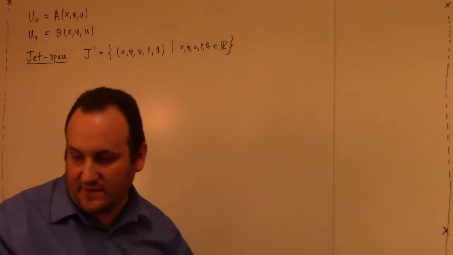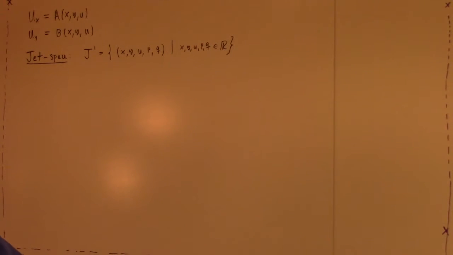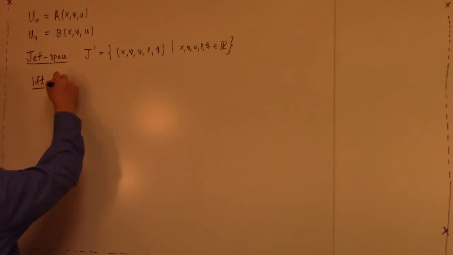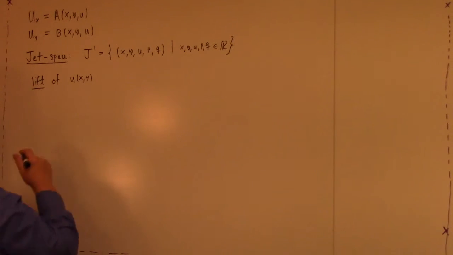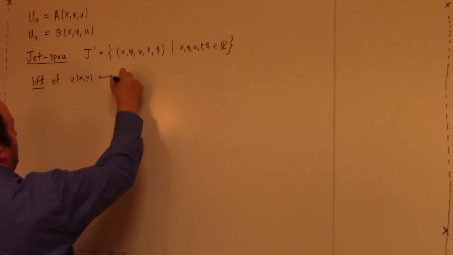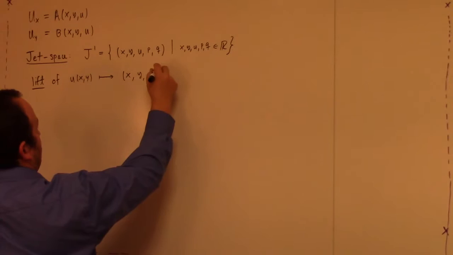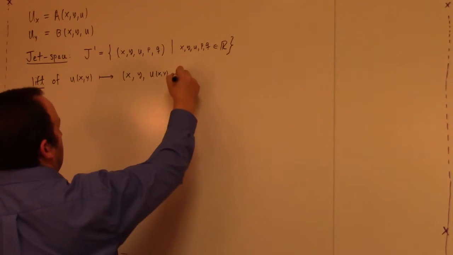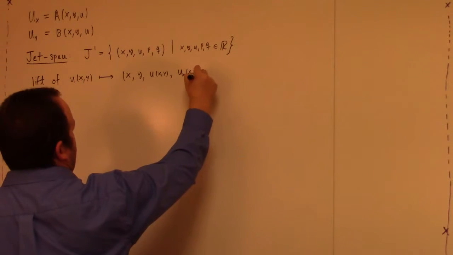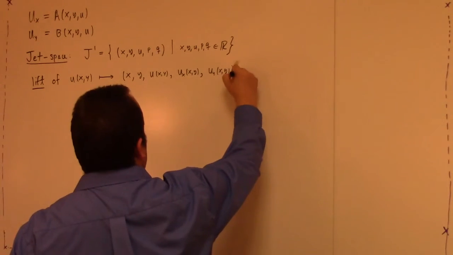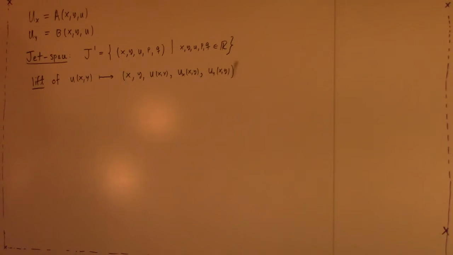But then the question, of course, is how does that relate to other things, differential equations in particular, and central to that notion is this idea that we can talk about the lift of a function u of xy. The lift of u of xy would be something like this: it goes to the point x, y, u, which is of course u of xy, and then ux at the point xy, it's getting annoying to write that, and then uy of xy. So given a function from R2 to R, we can naturally define this point in R5 that corresponds to the function, the so-called lift.